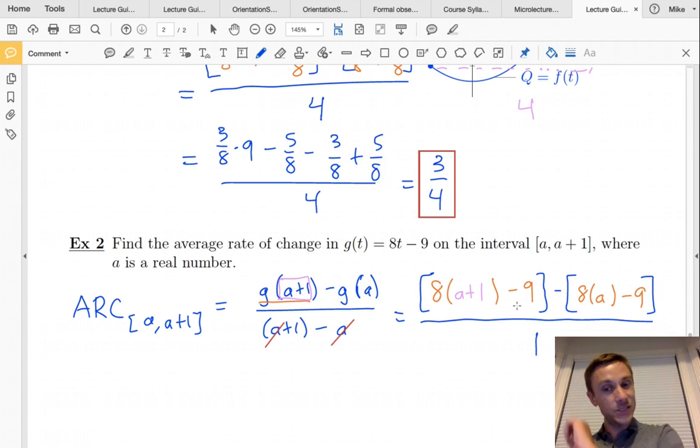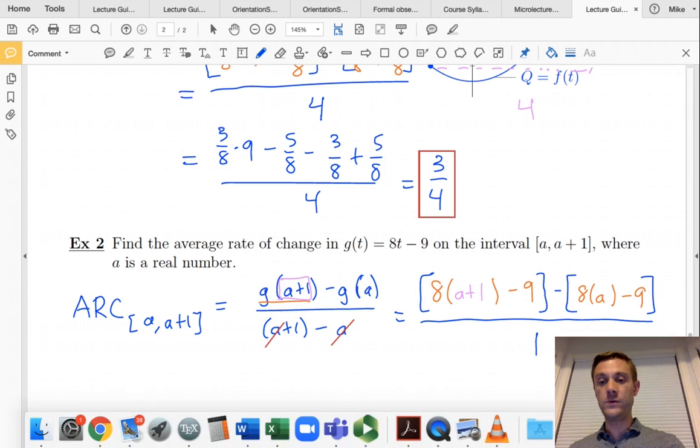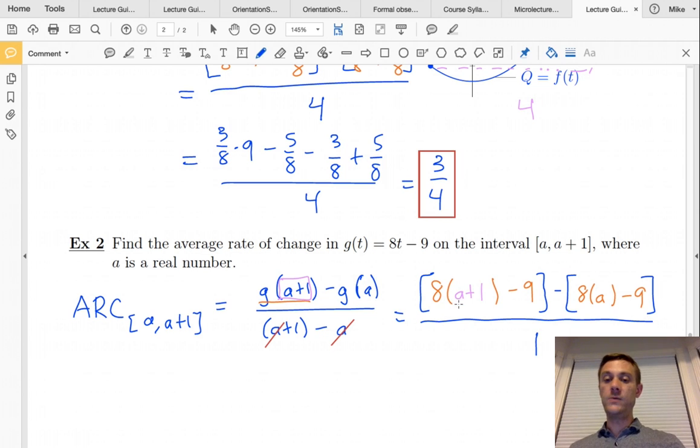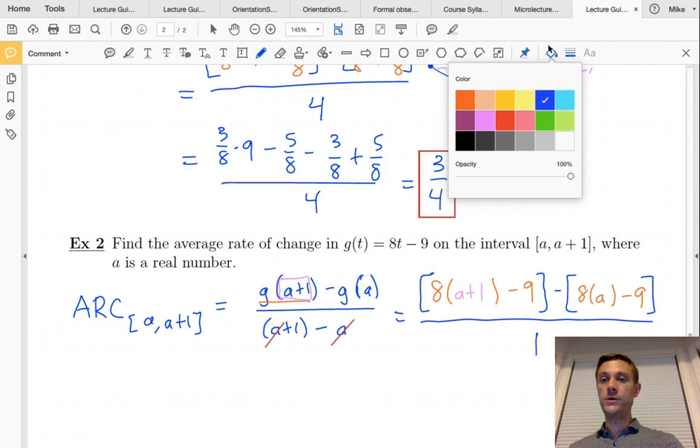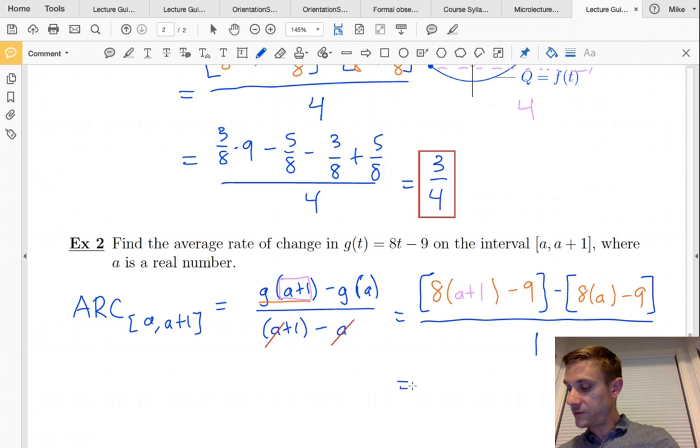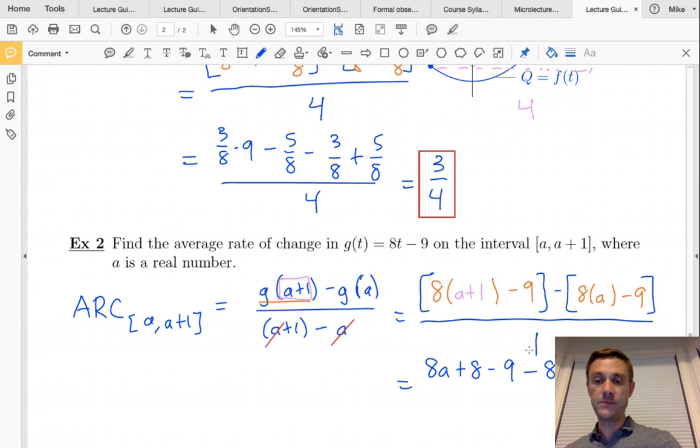And then actually in the numerator, we get kind of exciting too. So what happens here, we could do a little distribution. We could start combining some like terms. So we have 8a plus 8 minus 9, and then minus 8a from here, and then a plus 9 because we're distributing. I suppose we could write this denominator, but dividing by 1 is the same as not. So this is what we're up to.